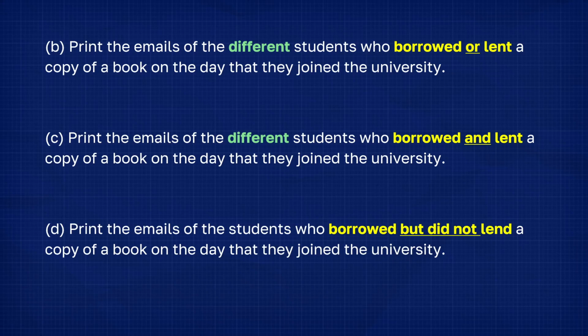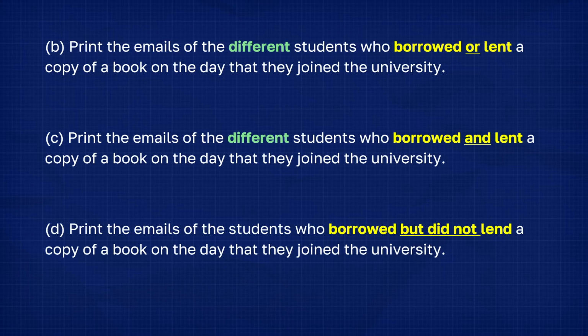So B is we want to print out the emails of different students who borrowed or lent a copy of the book on the day they joined. Third one is borrowed and lent. Fourth one is borrowed but did not lend. Okay, naturally, what keywords will come to mind? B, C, and D?